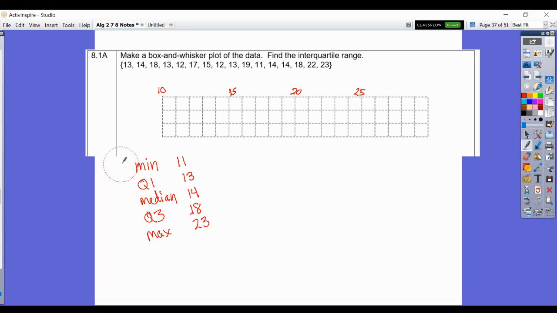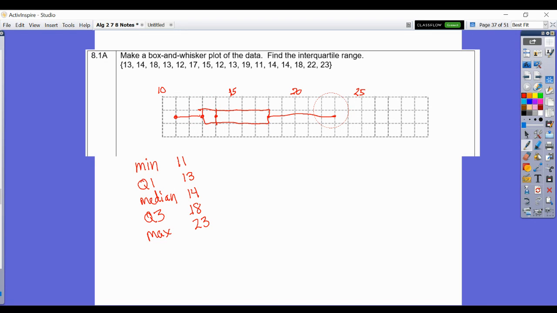We can do that. So the minimum is at 11. The quartile 1 is at 13. Median is at 14, 18, and 23. And then we can draw our whisker, box, and whisker. And we've got that.